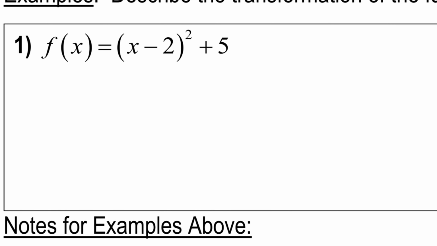Number 1, I have x minus 2, so that would be x minus h, right? If I'm doing letters. And plus 5 would be plus k. So now the question is what does it mean if I do minus and plus, right? Minus h and plus k. If you need to, at the bottom, we can write some notes. So if I have x minus h, that's going to be the same thing as shift right.